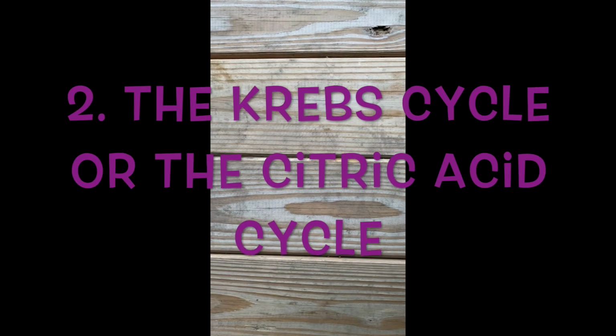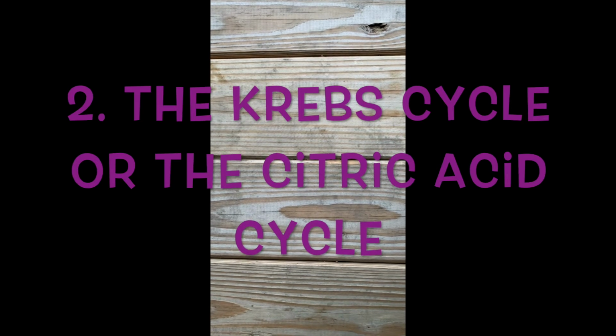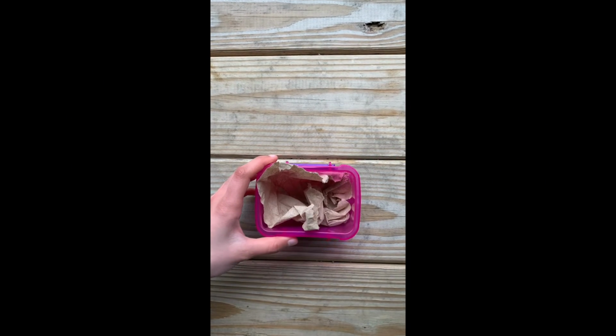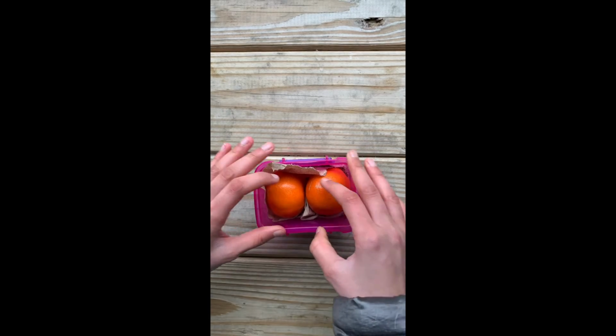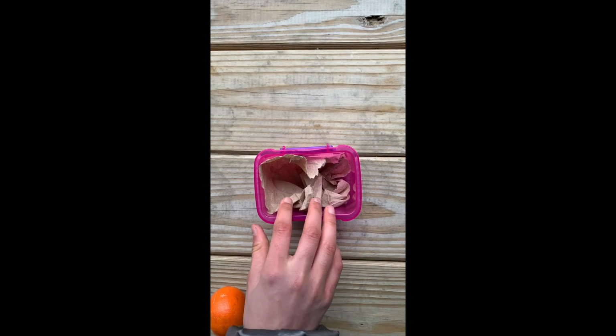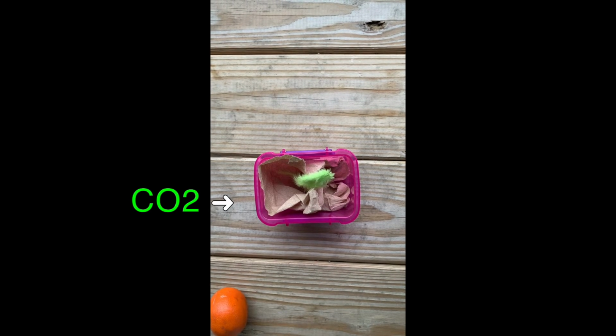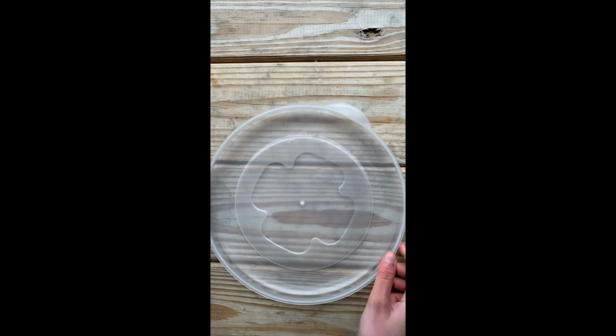The next step of aerobic respiration is the Krebs cycle, or the citric acid cycle. Here, the 2 molecules of pyruvate enter the mitochondrial matrix, pyruvate being the oranges, and break down into carbon dioxide, symbolized by the green feather. For cells that do not have the mitochondria or are single cell, the Krebs cycle occurs in the cytoplasm.